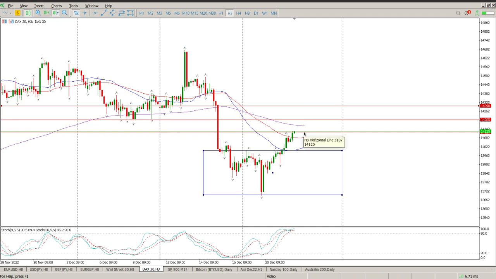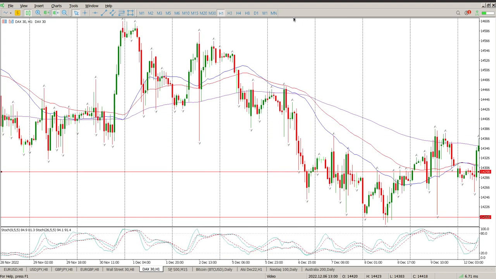So on the higher time frames, we're looking to see 141.20 and 14,205. If we reject this area, we're looking for inside bars, engulfing bars, or pin bars here. You're moving to the downside.